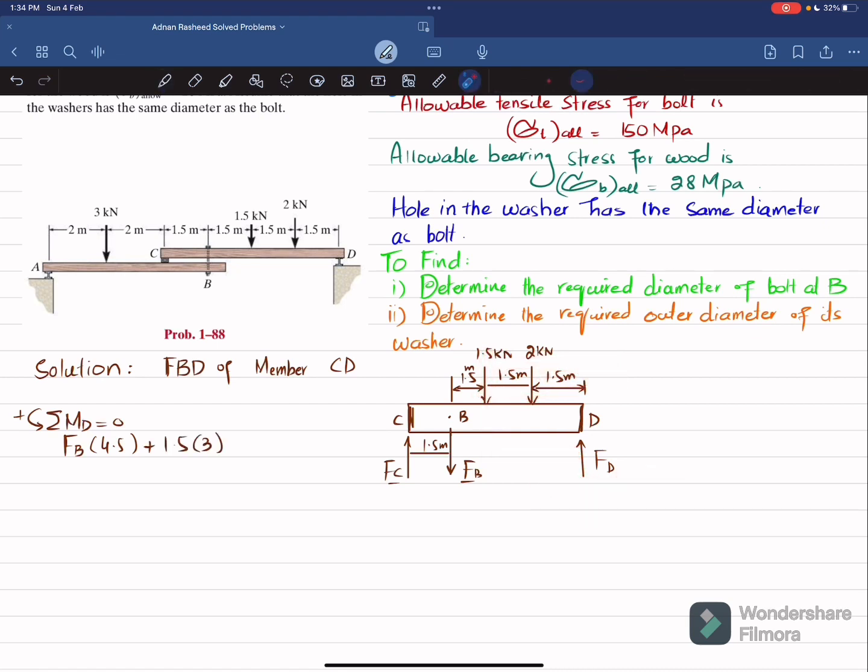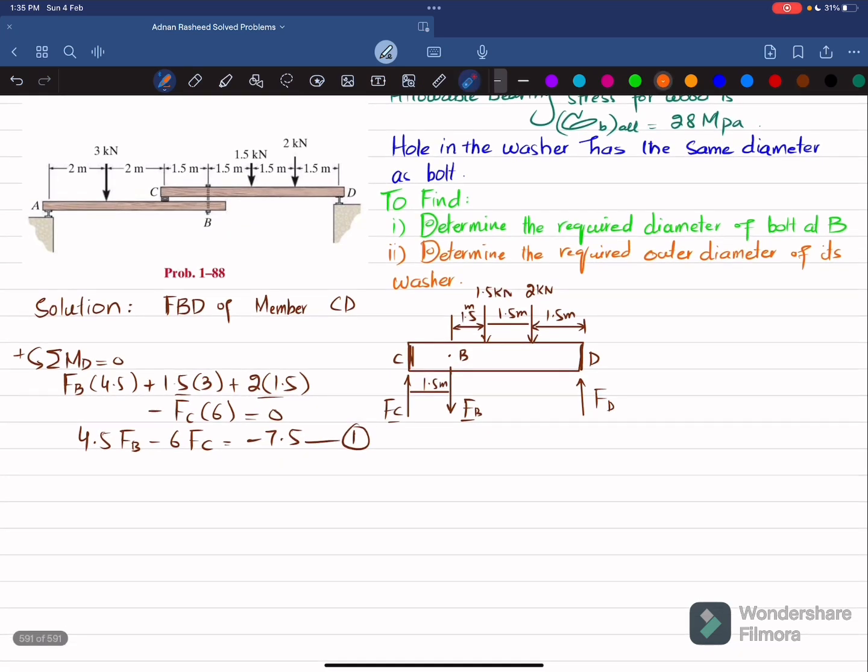The third load producing moment is this 2 kilonewton load, and the perpendicular distance about point D is 1.5. It is producing a counterclockwise moment, so it will be positive. So plus 2 into 1.5. And the last force producing moment about point D is FC, and this whole perpendicular distance is 6 meters. This is producing a clockwise moment, so it will be negative. So I will write minus FC multiplied by 6 is equal to 0. From here, this will be 4.5 times FB minus 6 times FC, and these two terms will give you plus 7.5. When moved to the right side, it will be minus 7.5. This is your equation number 1.